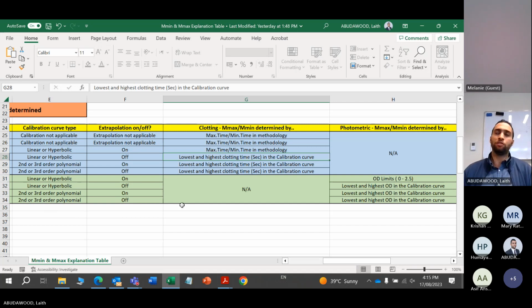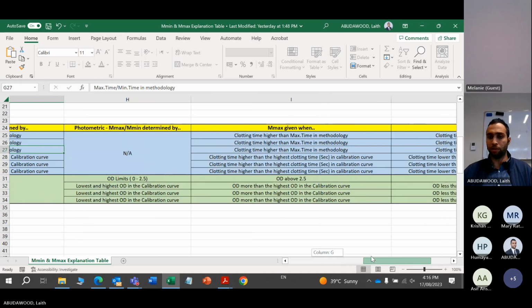For example, imagine you have a factor assay where the lowest point in the calibration curve is 40 seconds. The highest point is 90 seconds. The moment you drop below 40 seconds, you will get MMin if your extrapolation is off. The moment you exceed 90 seconds, you will get MMax if your extrapolation is off. If you switch extrapolation back on, then you are bound by minimum time or maximum time in the methodology. If you drop below the minimum time, you get MMin. If you exceed the maximum time, you get MMax.